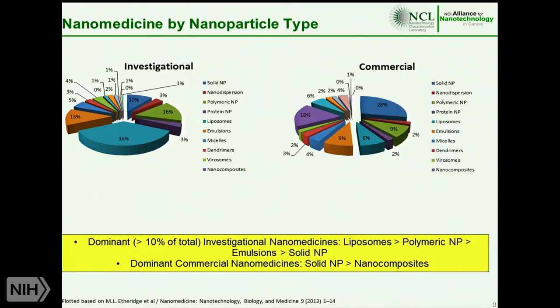So now if we look at the nanomedicines based on the type of nanomaterials used for drug delivery, we also see the difference between investigational and commercial nanomaterials. In the investigational stage, the dominant nanomedicines, by dominant I mean representing more than 10% of the total concepts, is dominated by liposomes, followed by polymeric nanoparticles, followed by solid nanoparticles. And in the commercial stage, this proportion is different. In the commercial stage, there are more solid nanoparticles, followed by nanocomposites, and then followed by other categories.